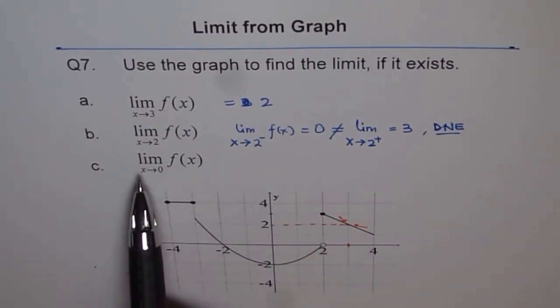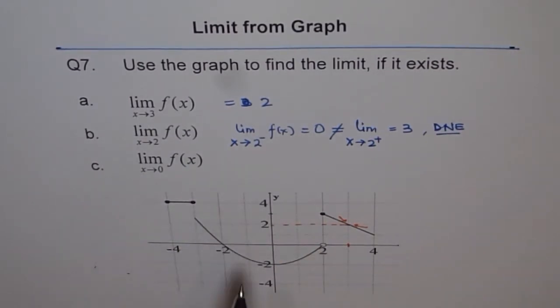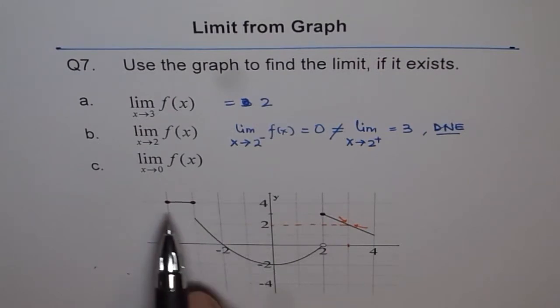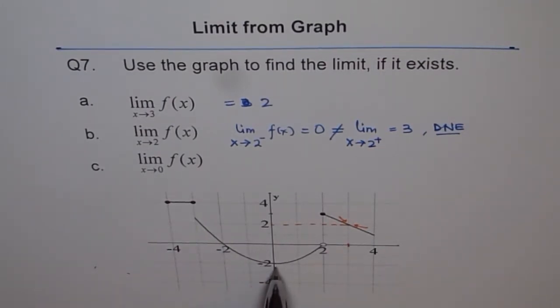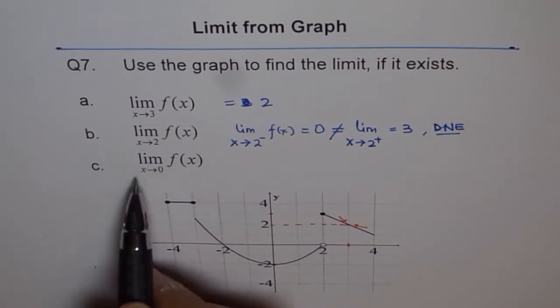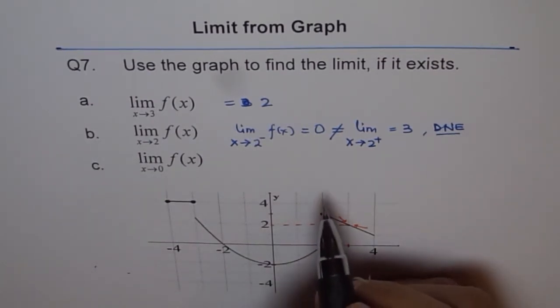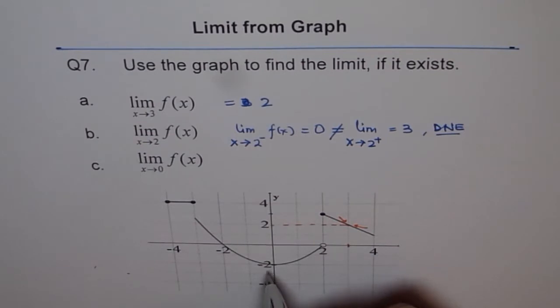Now let's consider what happens when we are approaching the function at 0. When you approach from the left side, you approach a value minus 2, and even from the right side we get to the same value, minus 2, right? And therefore we say that the limit exists when x approaches 0, right?